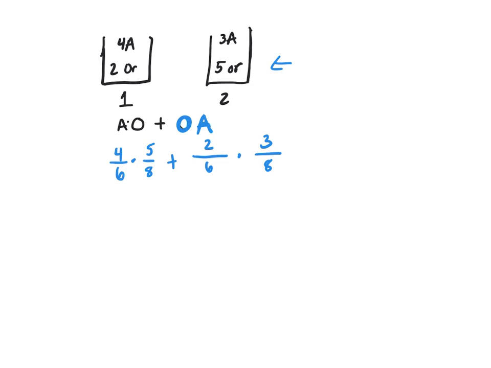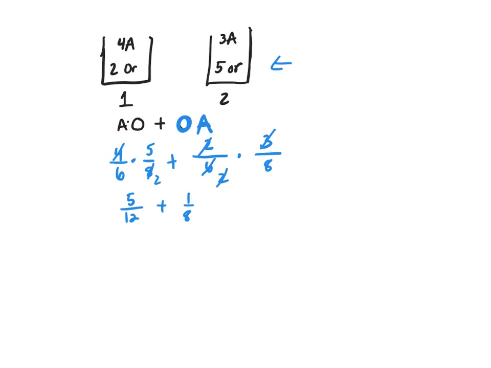So let's see what this gives us. 4 will go into 8 2 times. So that's going to be 5 over 12. Nothing else will reduce. Plus 3 will go into 6 2 times, and then the 2's cancel. So you're left with 1/8.